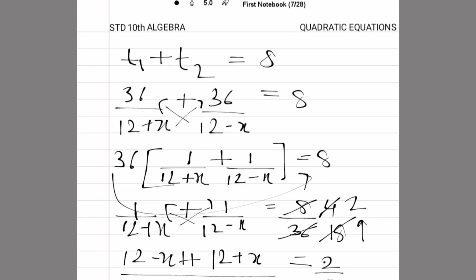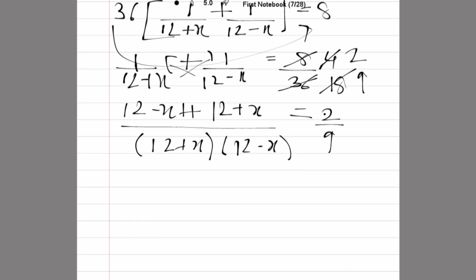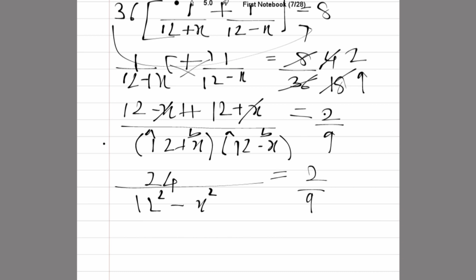Now if you see here, this minus x and this plus x get cancelled. This 12 plus 12 will get added and we will get it as 24. In the denominator, suppose we just consider this a and this b, so 12 is a and b is x. So a plus b into a minus b will give us a square minus b square, right? So what we will get is 12 square minus x square, right?